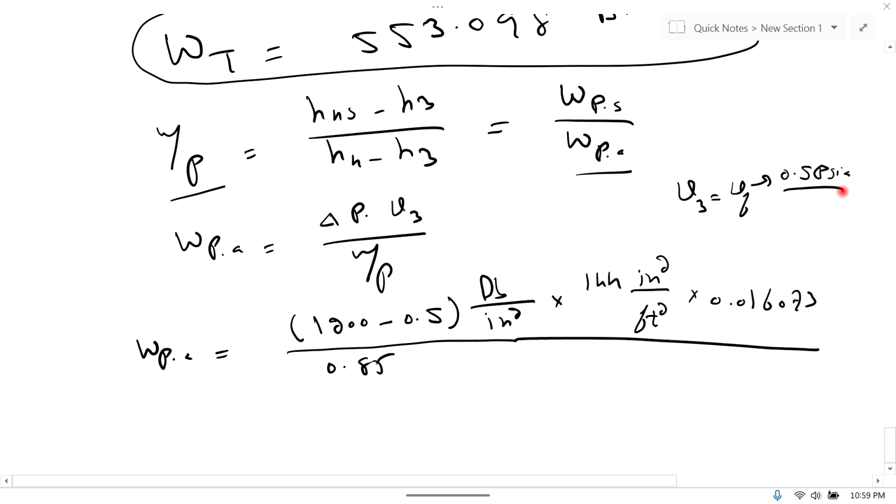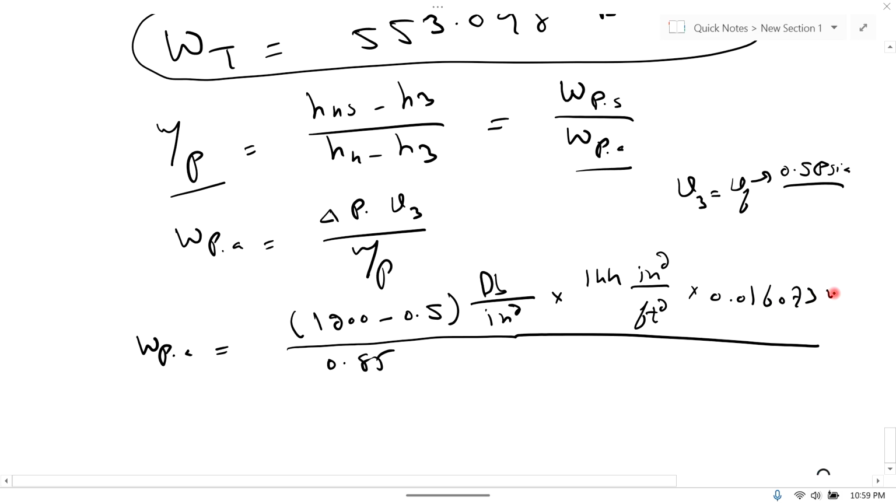Find from the saturated steam table: V3 is equal to Vf, because this is the exit of the turbine, and the exit of the turbine is on the saturated liquid line, and the condenser pressure is 0.5 psia. So find Vf at the condenser at 0.5 psia from the steam table, which is 0.016073 feet cube per pound mass.